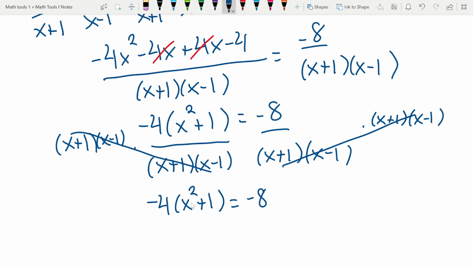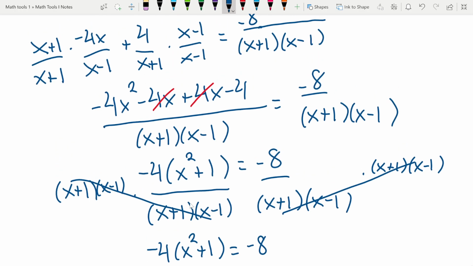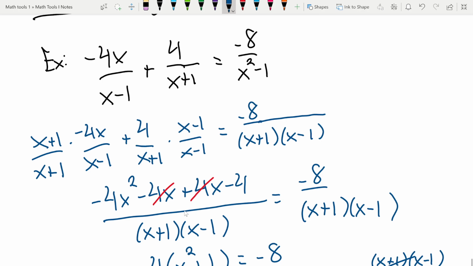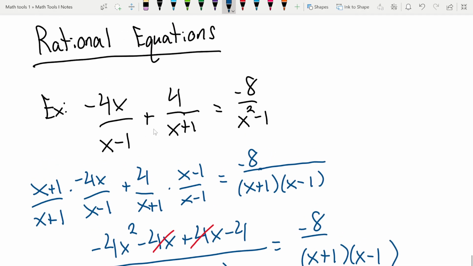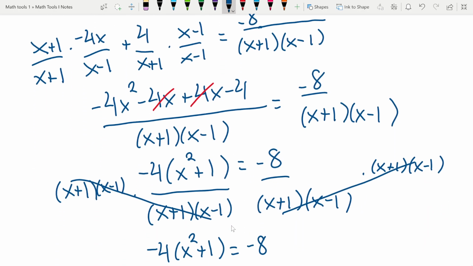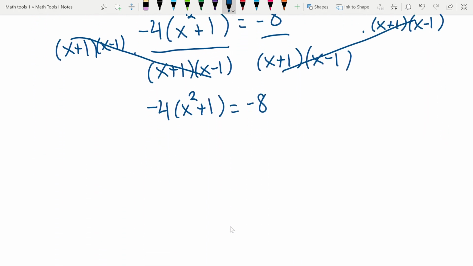Now you could have done this right away. I wanted to kind of do it the longer way, but if you recognize right away that the common denominator over here was x plus 1, x minus 1, like that this factored is x plus 1, x minus 1, you could have just multiplied both sides by x plus 1, x minus 1, and just kind of canceled the factors along the way. But you would ultimately end up in the same place here.